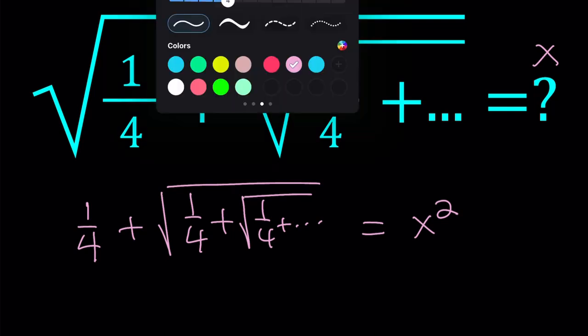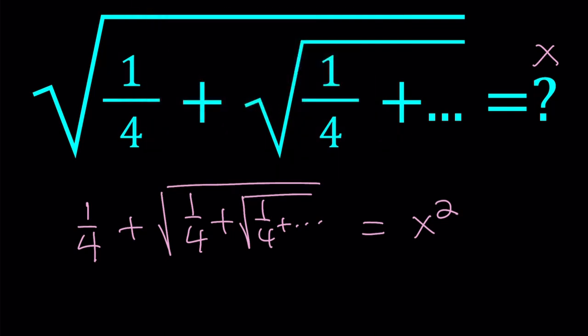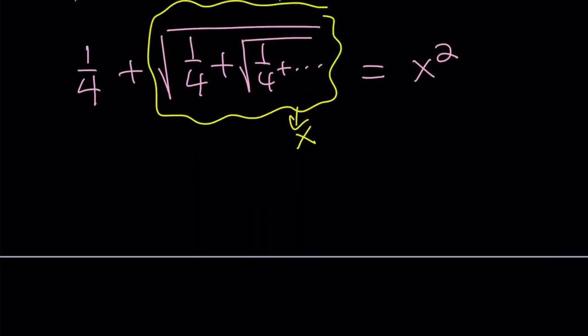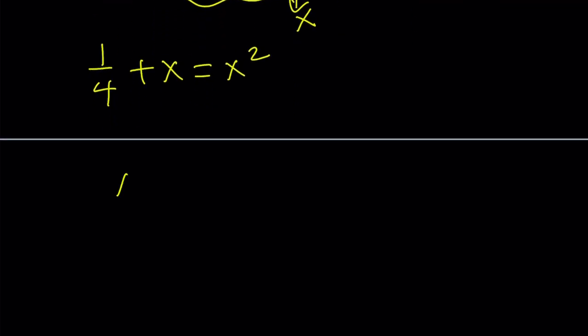But what do you notice? We notice that this expression is the same as the original x. So we can set it equal to x now, and we get a quadratic equation: 1/4 plus x is equal to x squared. Now how do you solve this quadratic equation? There's a couple of ways to solve it. Let's put everything on the same side first, and then we get this quadratic.